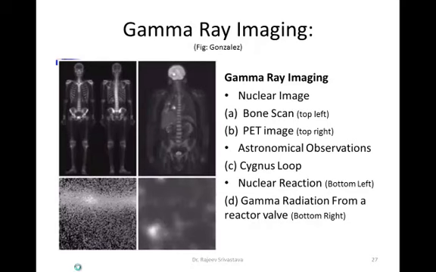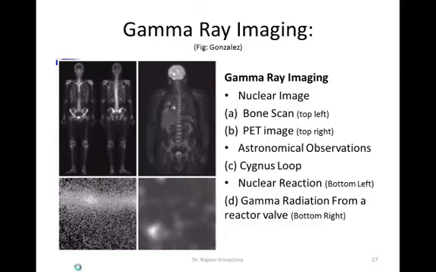Examples: gamma ray imaging. Here on the left side, 4 images are shown. The first image is an example of nuclear imaging, which is a bone scan of the human body obtained using nuclear imaging. The second image, on top left, is a positron emission tomography (PET) image of the human body.